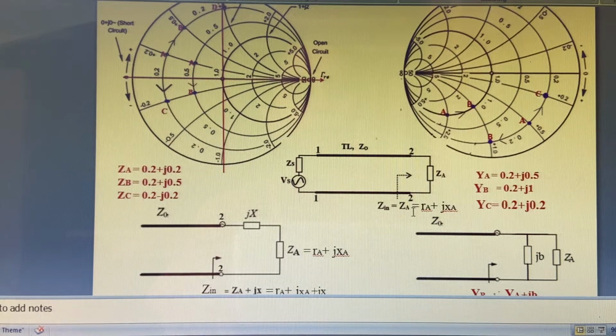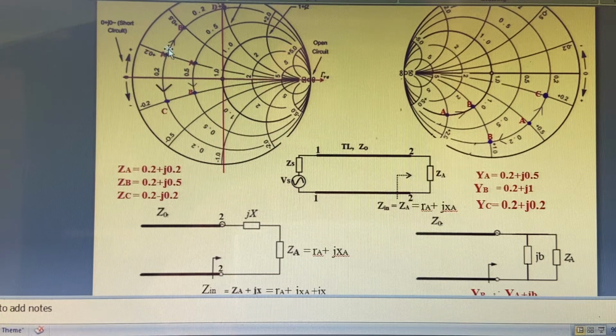equal to Za. That has a real part Ra and reactive part Xa. Assume this Za is a normalized one. For example, if Za is equal to 0.2 plus j0.2, so that Zn equal to Za, the impedance between the terminal 2, we can mark it over the Smith chart as shown in this figure. This is the point A on the Smith chart.